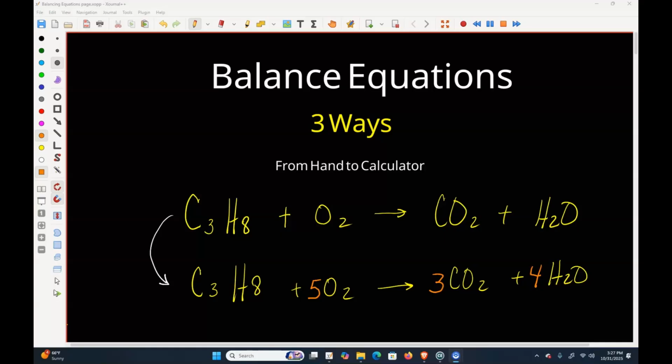First, we'll dive into the classic tried and true method of inspection, perfect for quick, simple reactions. Level up with the algebraic method, which turns chemistry into a solvable math problem, giving you an answer you can always trust. And finally, for those massive head-scratching equations, I'll show you a game-changing hack, how you can use your graphing calculator and matrices to find the solution almost instantly. This is the pro-level technique you won't find in every textbook.